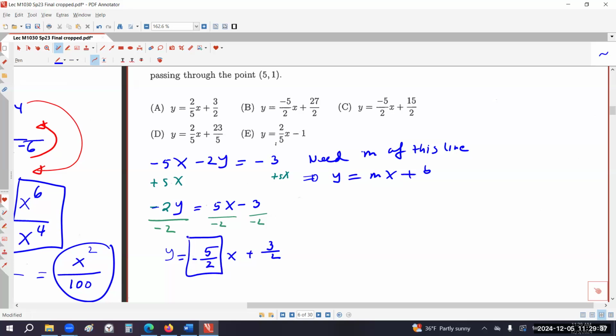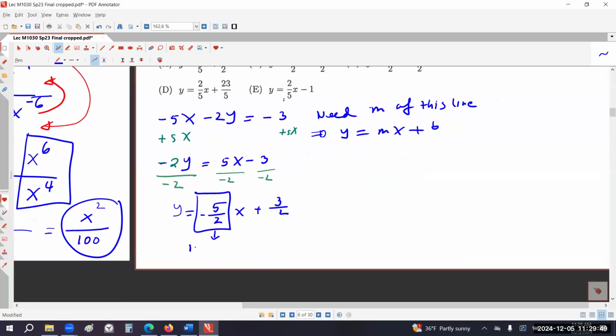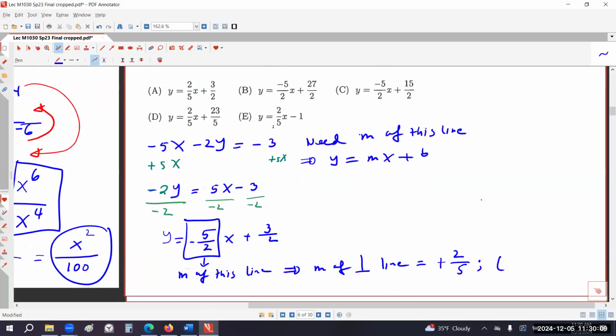So this is the slope of this line. That tells us the slope of the perpendicular line is positive 2/5. Great. And it goes to the point (5, 1).